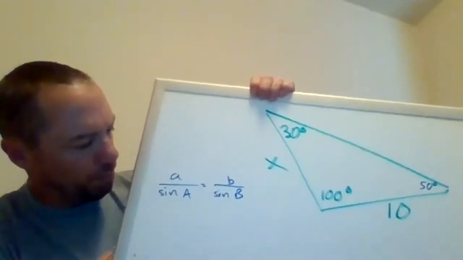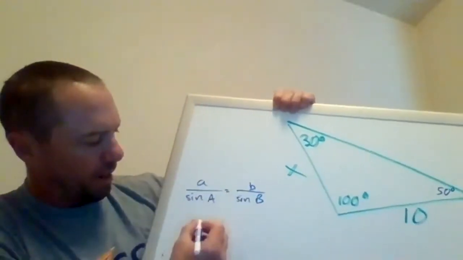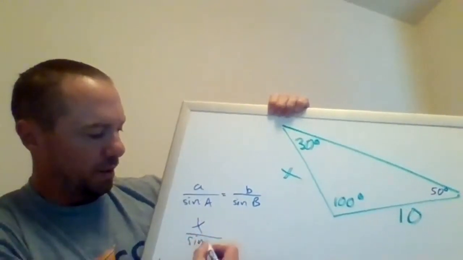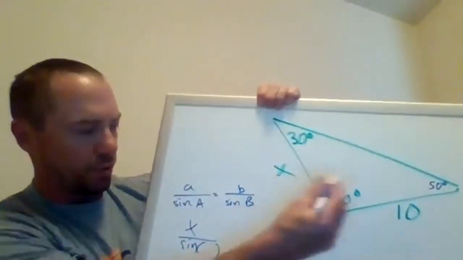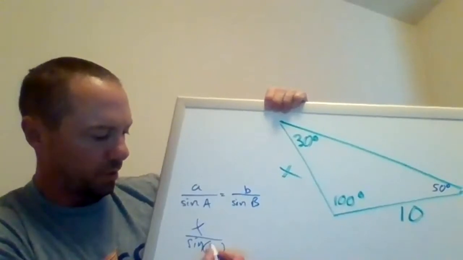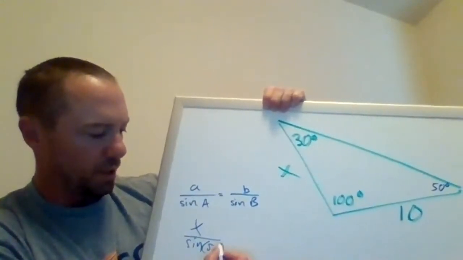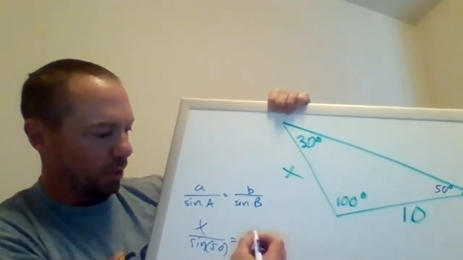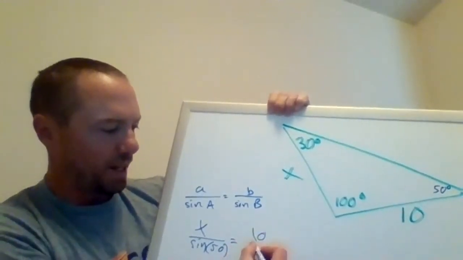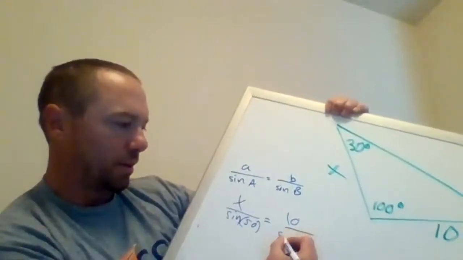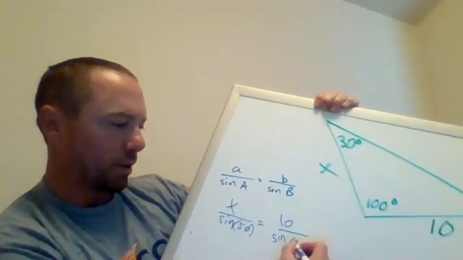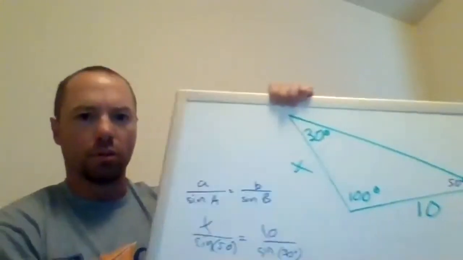And we'll just go ahead and plug in what we've got. X over sine of the angle across from x, the angle across from x is 50, equals, on my other known side and angle combo, 10 over sine of the angle across from 10, which is 30 degrees.